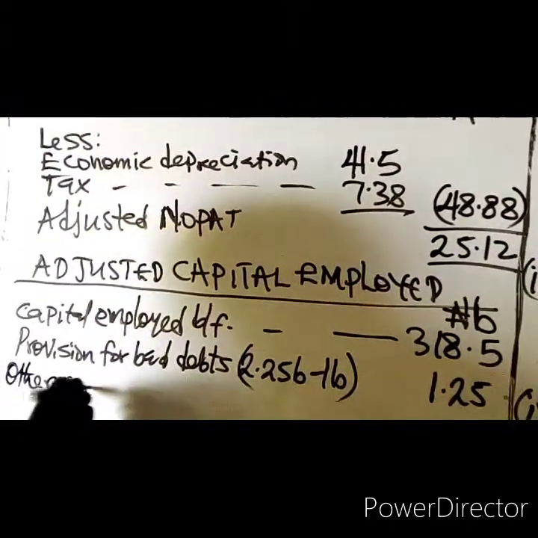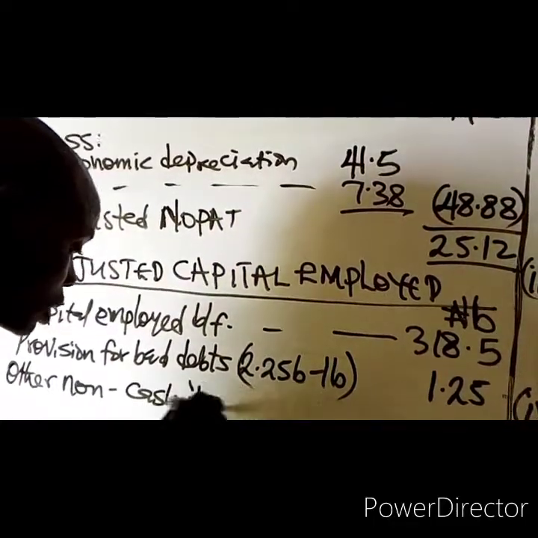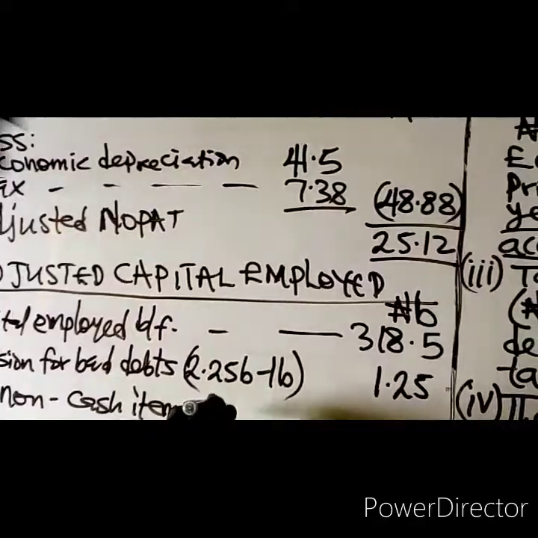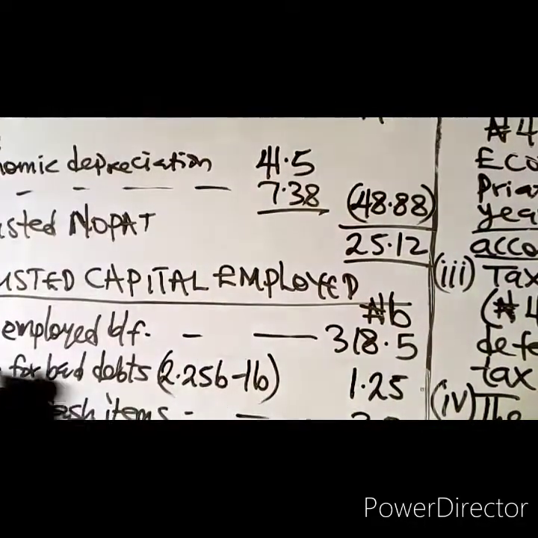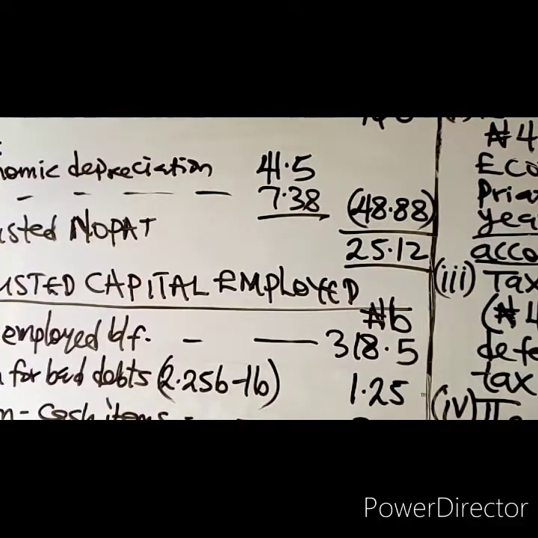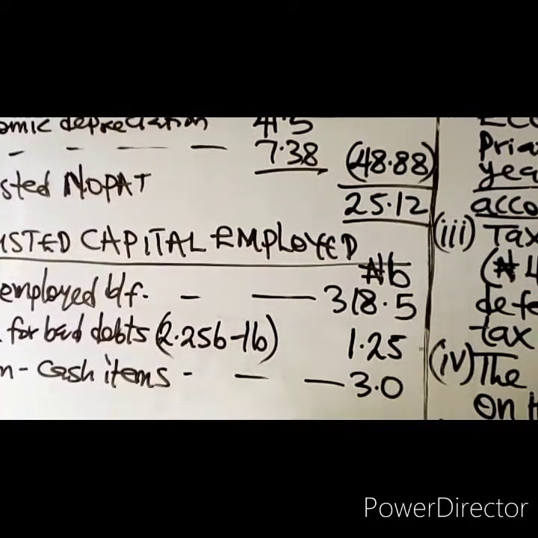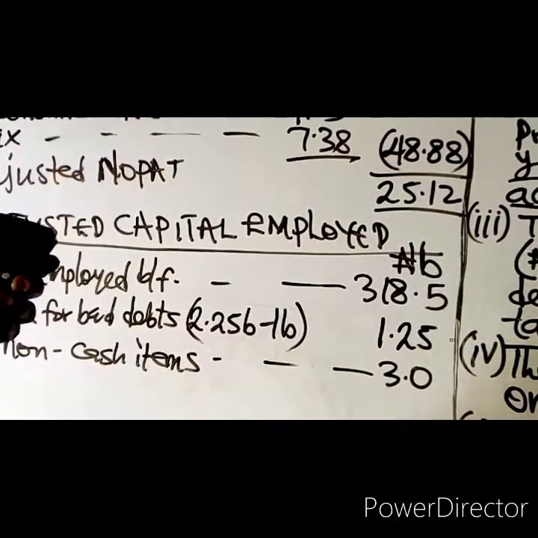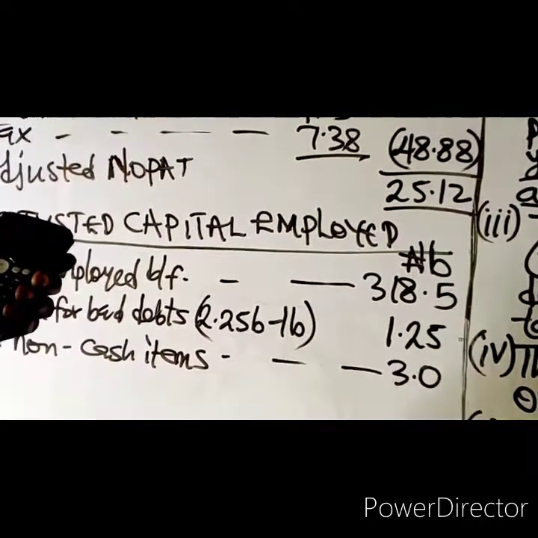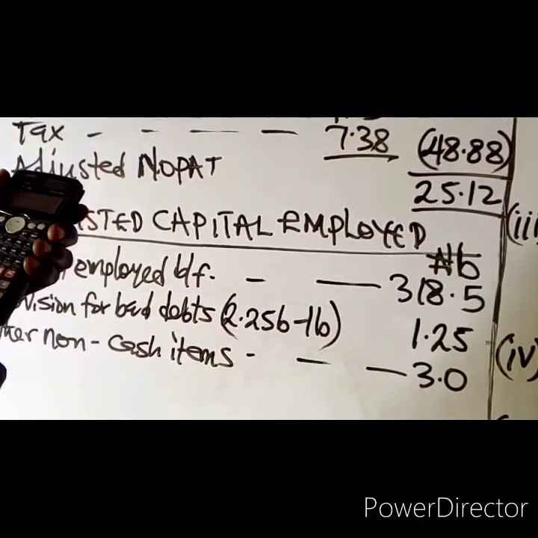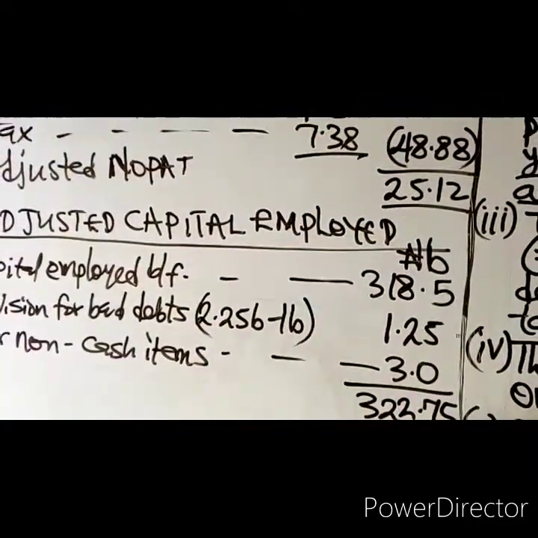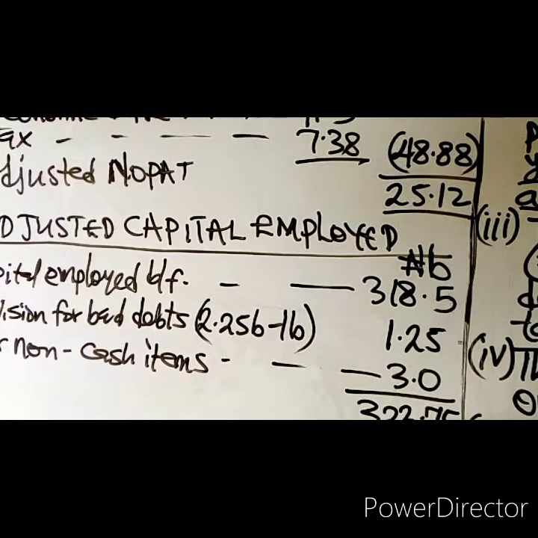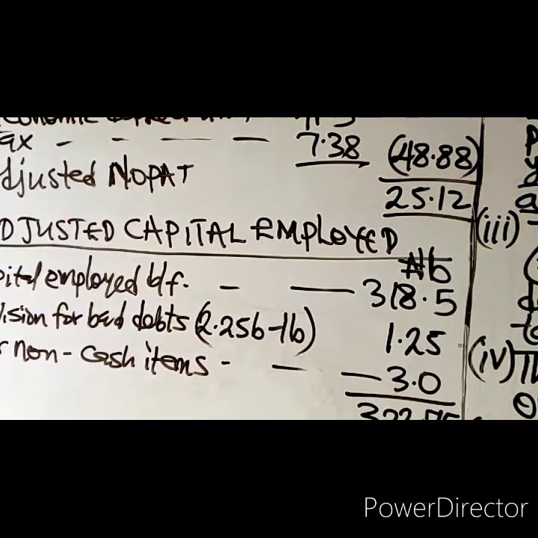So we have other non-cash items of 3.0 billion. After incorporating those adjustments, you have 318.5 plus 1.25 plus 3. That will give us 322.75 billion. That is our adjusted capital employed.